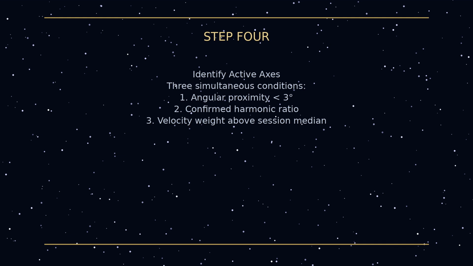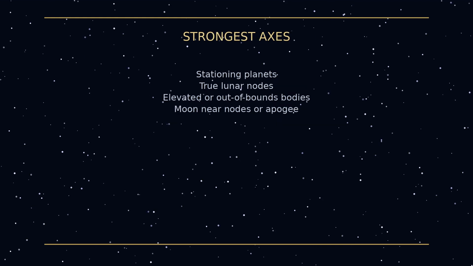Each active axis receives a composite score equal to angular tightness multiplied by harmonic purity multiplied by velocity weight multiplied by the latitude coefficient. The top 5 to 7 axes constitute the operative field for that epoch. Interpretation proceeds strictly from the planetary natures involved and the harmonic order of the lock, not from traditional aspect keywords. A concrete illustration will clarify the difference in practice.